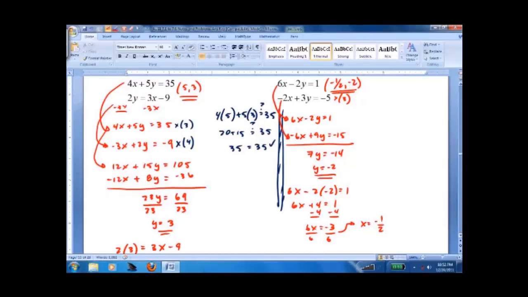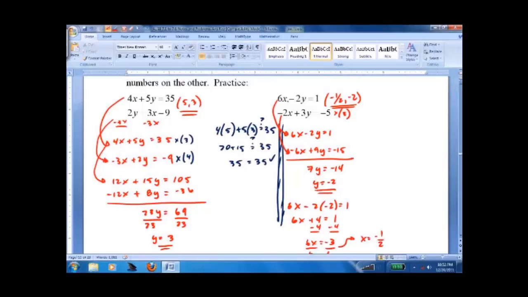Check it. We used the top equation, so we use the second equation. Negative 2 times negative 1/2 plus 3 times negative 2 equals negative 5. Negative 2 times negative 1/2 is 1. 1 plus negative 6 equals negative 5. Negative 5 equals negative 5. It checks.